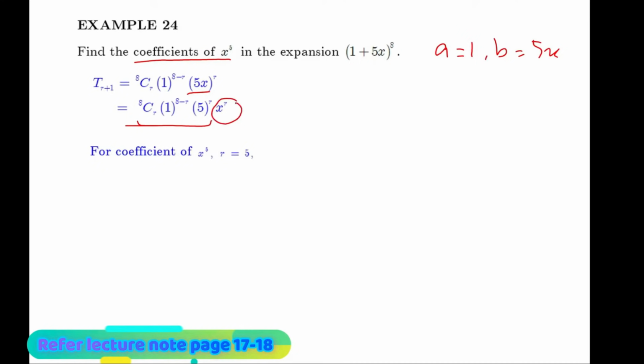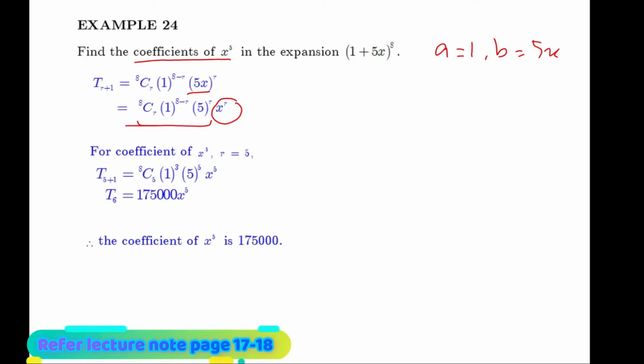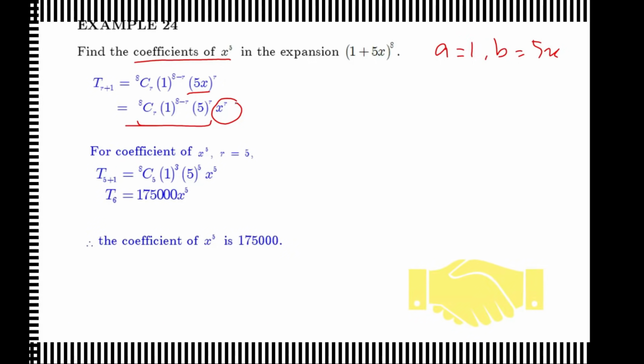So for the coefficient of x to the power 5, we then have r equals 5. With this r equals 5, we substitute it into our T(r+1) formula and then calculate the coefficient carefully. We then get T6 equals 175,000 x to the power 5. So the coefficient of x to the power 5 is 175,000. And we're done.